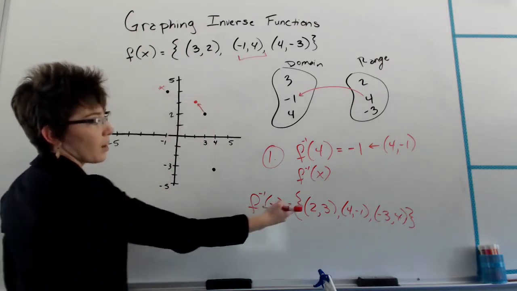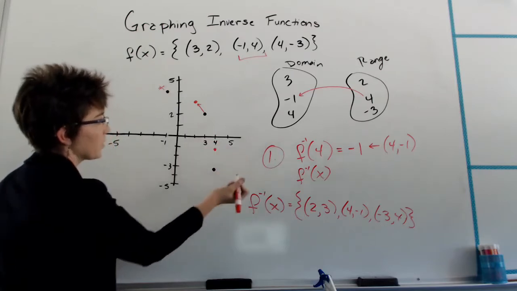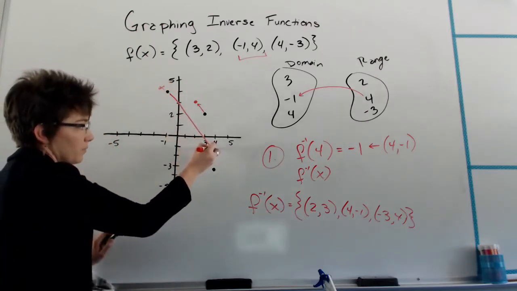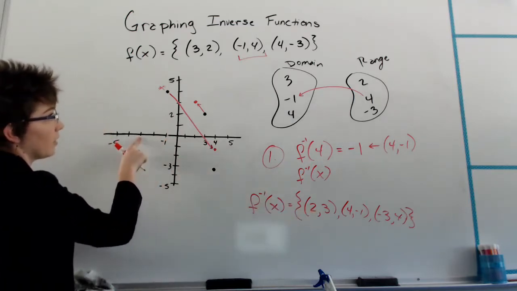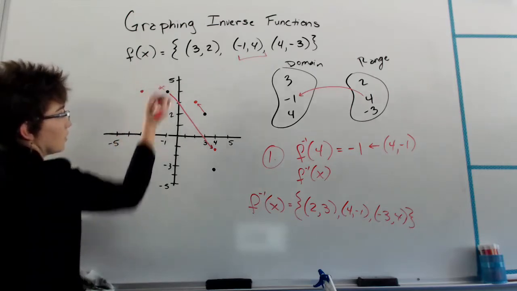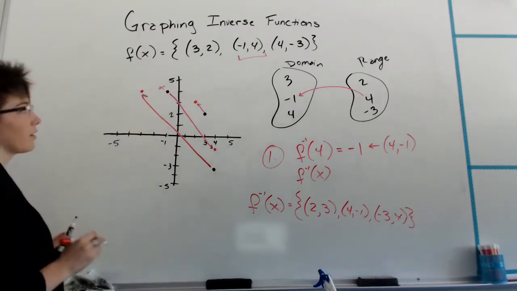Okay. 4 comma negative 1, so that would be 4 out here down to negative 1 here. So this one maps down to that one. And our last one would be negative 3 and then up 4. So this one mapped over to that one like that.